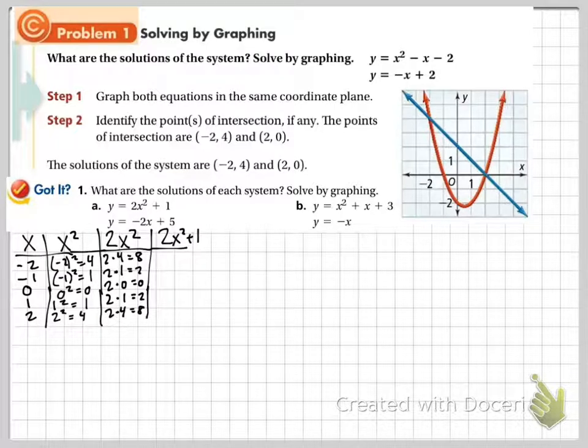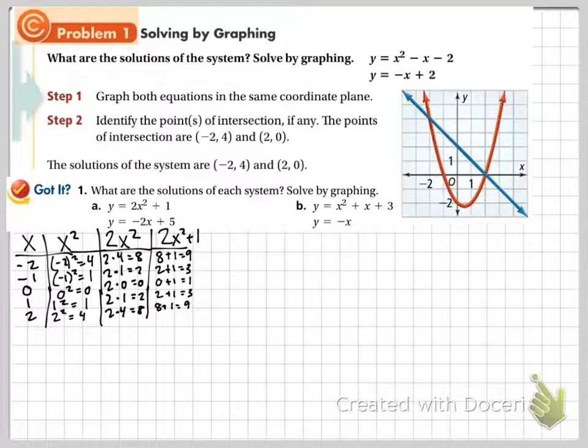And then I'm going to add 1 to each of those. So 8 plus 1 is 9. 2 plus 1 is 3. 0 plus 1 is 1. 2 plus 1 is 3. And 8 plus 1 is 9.